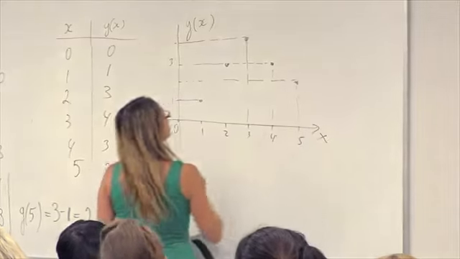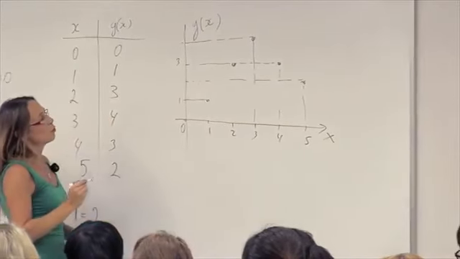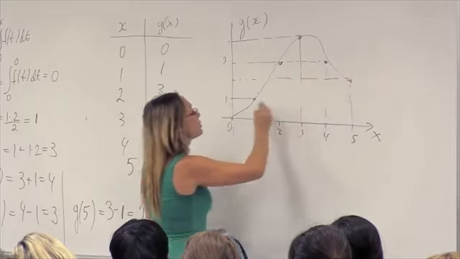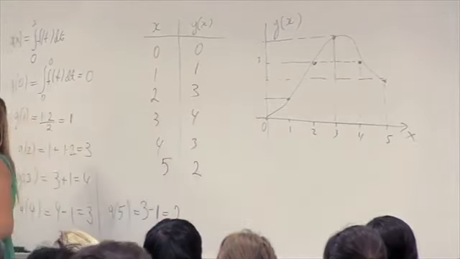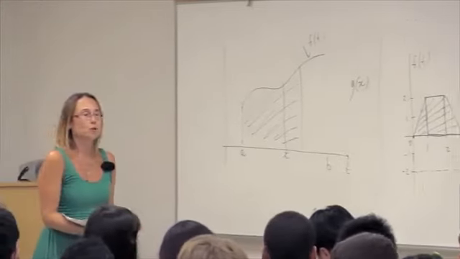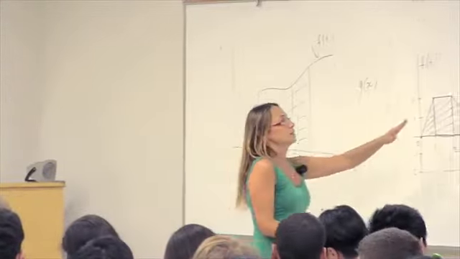So I tabulated this function at a few points. The actual graph is harder to draw because I don't know the points in between, but it's something like this. Okay, this gives you a general procedure of how to think about such a function.